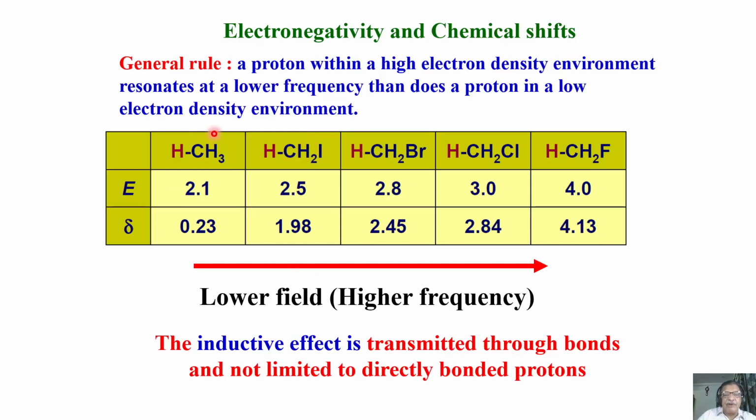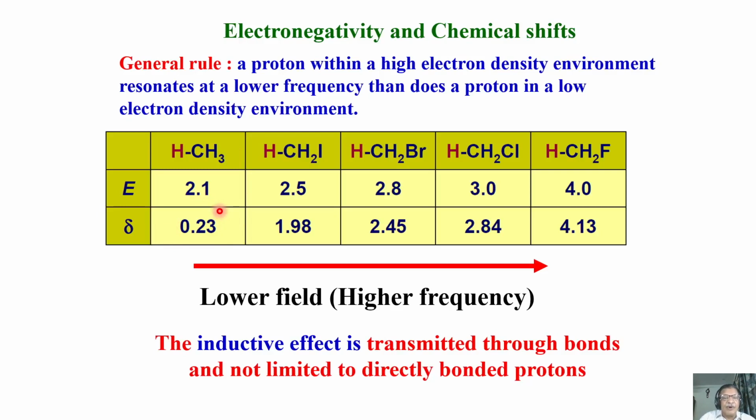Let us see an example, methane. E is of course the scale of electronegativity, the Pauling scale, and fluorine is the highest. Methane is in the gaseous phase, and we can get its chemical shift. All four protons are equivalent, so there is only one chemical shift, that is 0.23.